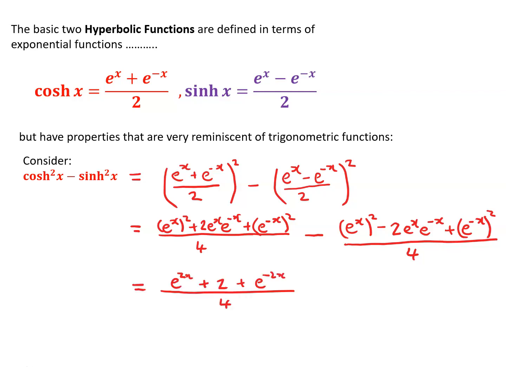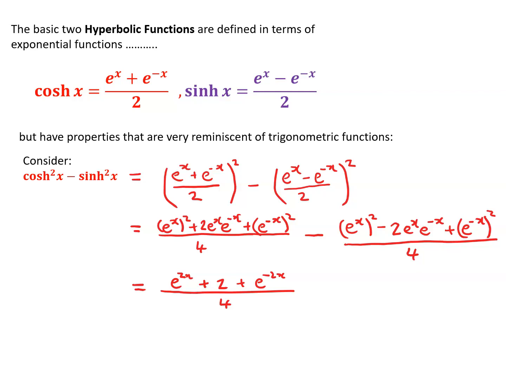Now, if we try and simplify that, e to the x squared is e to the 2x, e to the minus x squared is e to the minus 2x, and e to the x times e to the minus x is just 1. So the expression for cosh squared x simplifies itself down to e to the 2x plus 2 plus e to the minus 2x, all divided by 4.